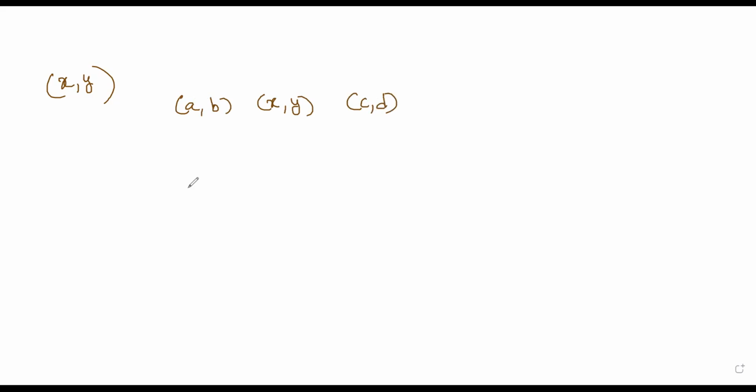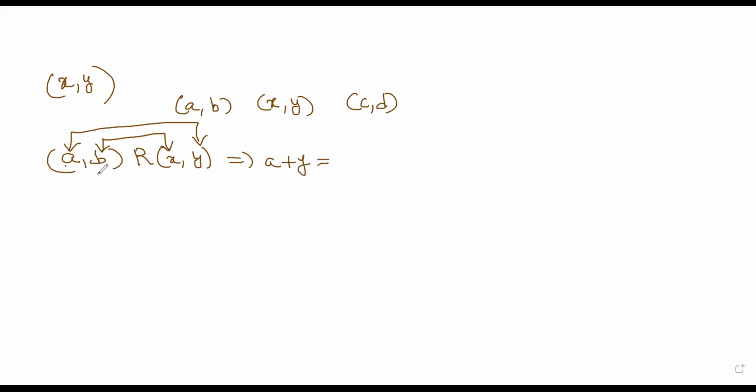We take it like this. And now we write a comma b is related to x comma y. If I had to write the relation, how does it look? Add up the extremes in both the cases, a plus y, and add up the means, that is b plus x. So let's write this first one. And now x comma y is related to c comma d.